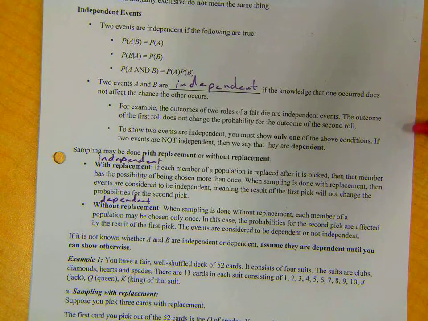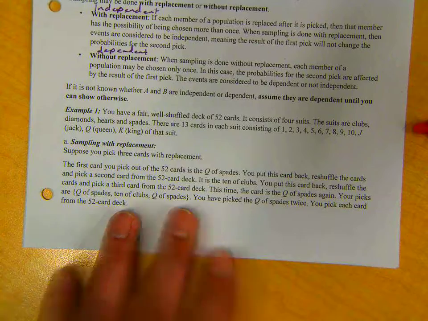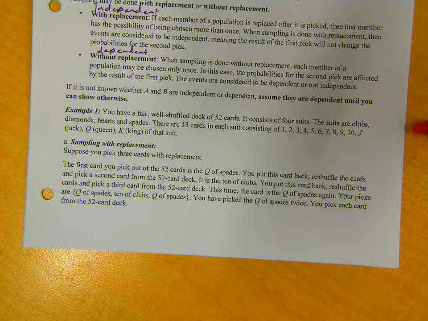So here's an example. We have one fair, well shuffled deck of 52 cards. It consists of 4 suits.